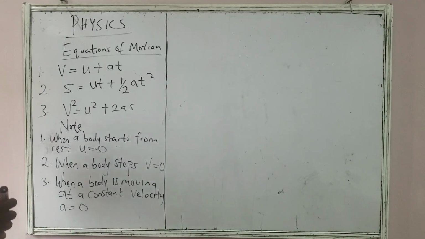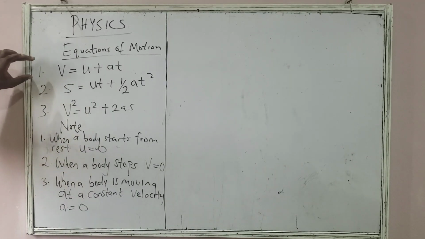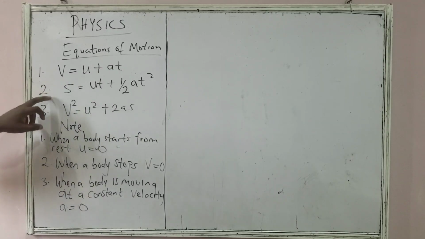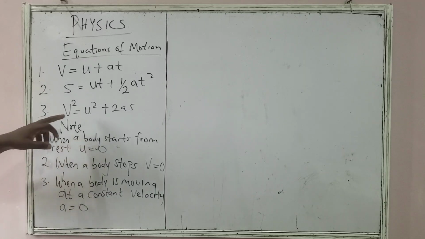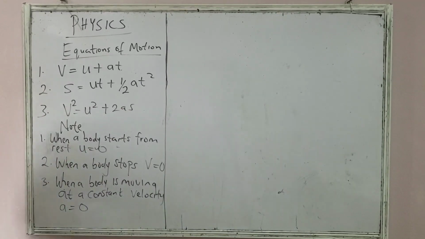Hello everybody, today we'll be talking about the equations of motion, and these are the equations of motion on the board. The first one is V = U + AT. The second one is S = UT + ½AT², and the third one is V² = U² + 2AS.